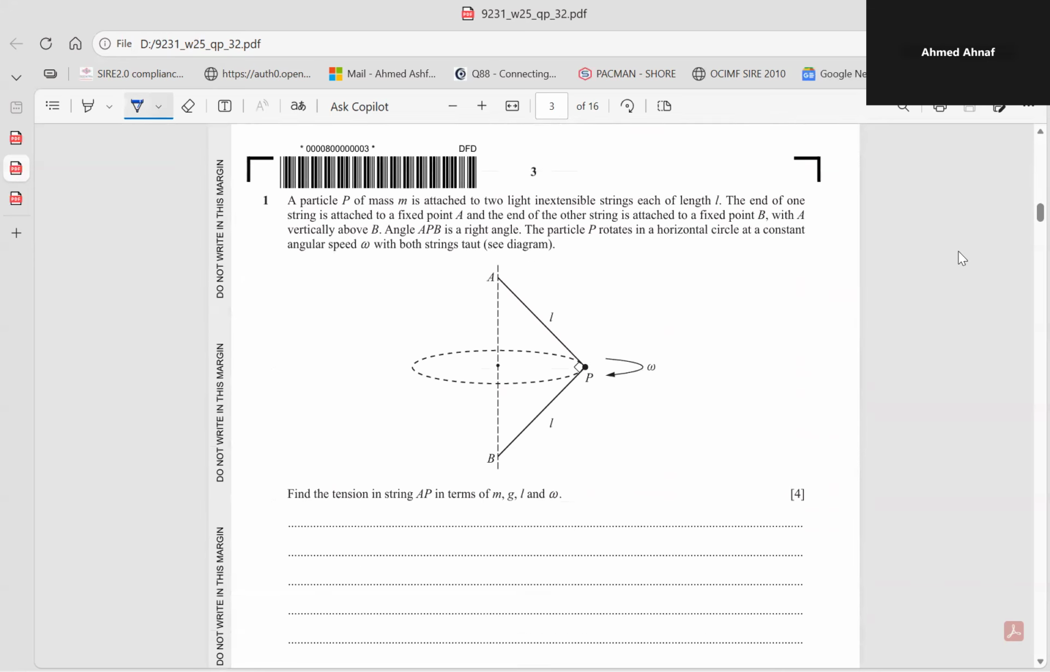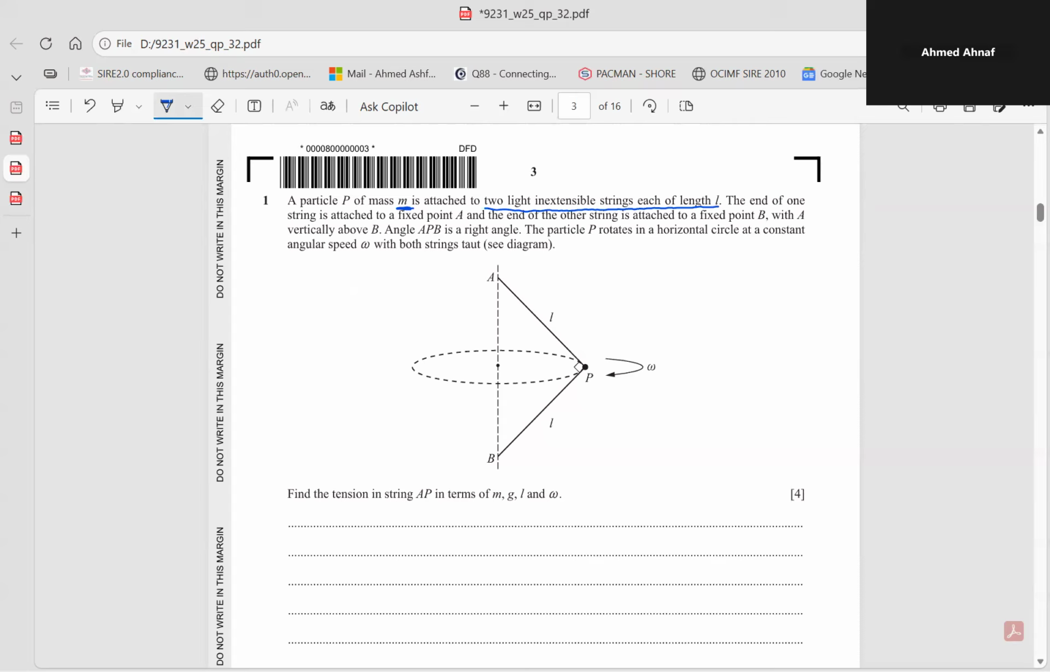All right, so for the first question, we are told that a particle P of mass m is attached to two light inextensible strings, each of length L. You can see in the diagram, there are two inextensible strings connected to P. The end of one of the strings is attached to a fixed point A, this one right here, and the end of the other string is attached to a fixed point B, the one below, with A vertically above B. Angle APB is a right angle.